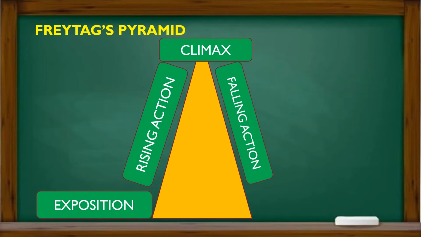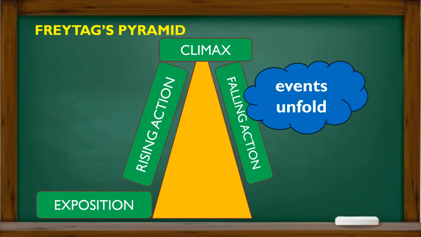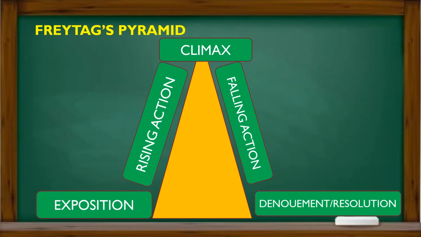Next is the falling action. The falling action here is where the events unfold after the climax. The resulting events after the climax create an emotional response from the reader. Finally, we have the denouement or the resolution. So this is the fifth one. It provides closure and ties up loose ends in the story.